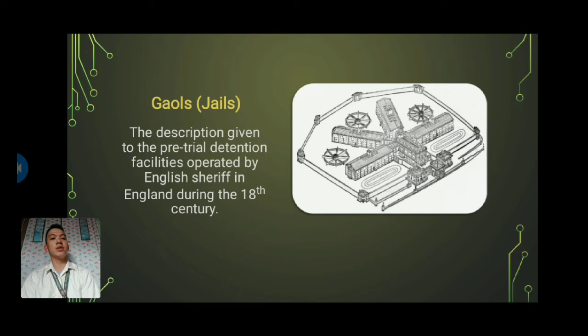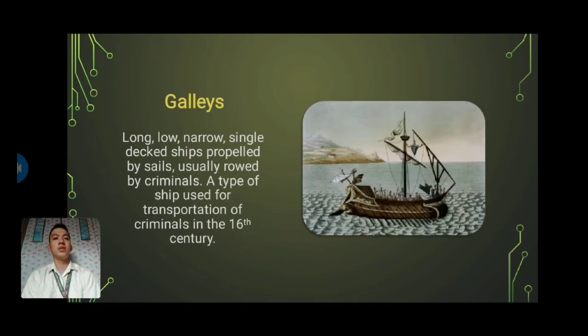Goals or jails: the description given to the pre-trial detention facilities operated by English sheriffs in England during the 18th century. So, sa nakikita nyo sa picture, yan yung type ng kulungan nila. Yan yung uri ng kulungan nila o disenyo ng pagkakagawa ng kanilang pasilidad. Goals or jails. Next is galleys.